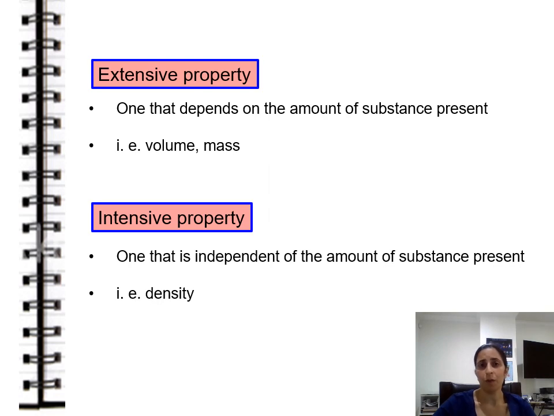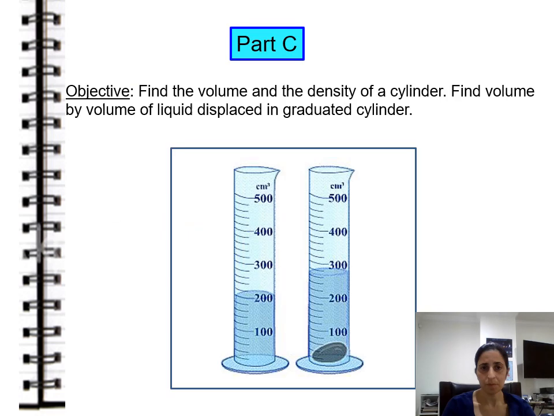Other things are like boiling point and melting point. Water always boils at 100 degrees Celsius. It doesn't matter if you have a cup of water or you have a big pool of water, they'll both always boil at 100 degrees Celsius. So boiling point is an intensive property. It's independent of the amount of sample.